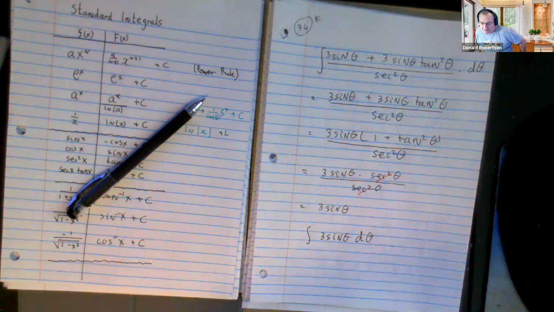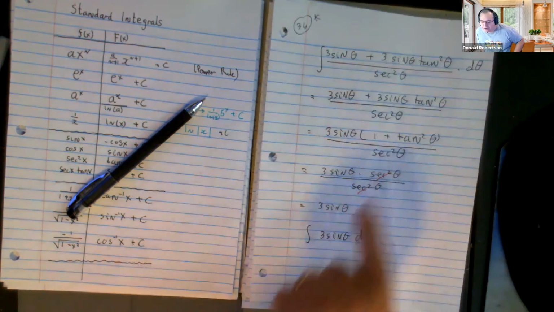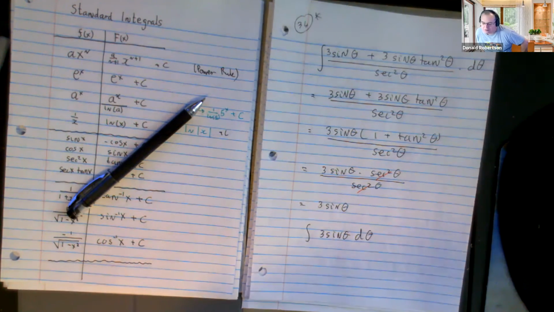Do you see why trig identities or manipulating with trig functions is a skill that's worth it, at least in integration situations? That this horrible mess is actually just 3 sine theta when all is done at the end. Well, we all know how to integrate that, so I'm not going to finish it.